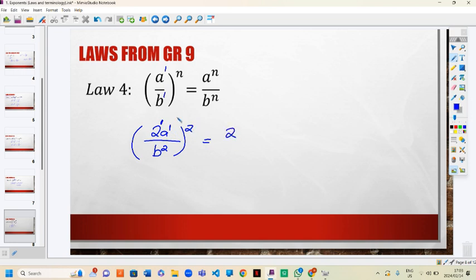Okay, and 2 times 1, which is 2. And we've got 1 times 2, which is 2. All over b, we've got 2 times 2, which is b to the 4. Alright, let's simplify a little bit. We've got 4a squared over b to the power of 4. Okay. Alright, let's jump into some examples here.